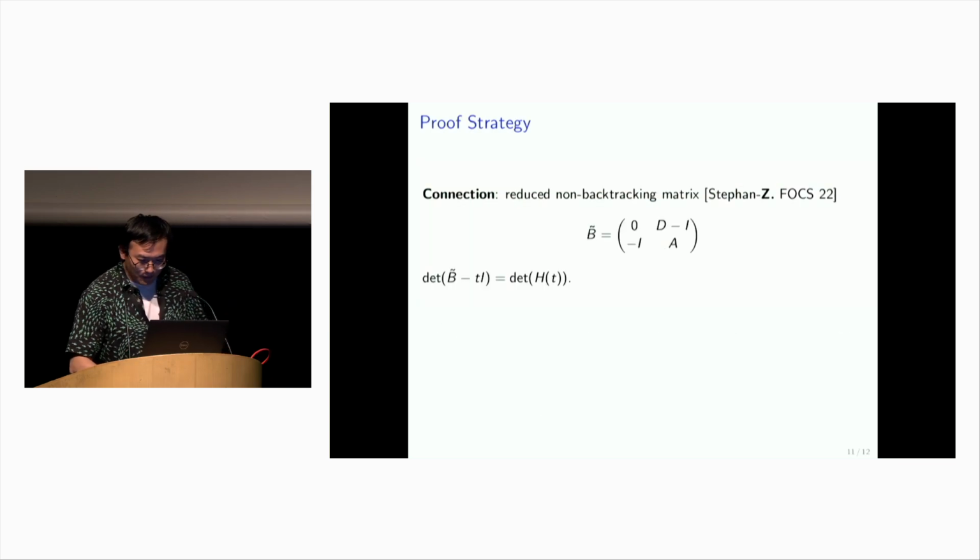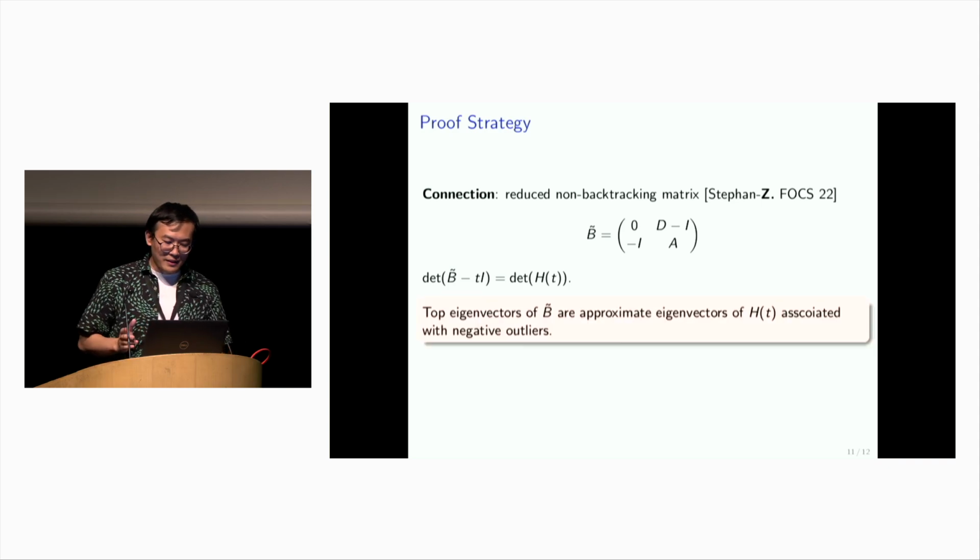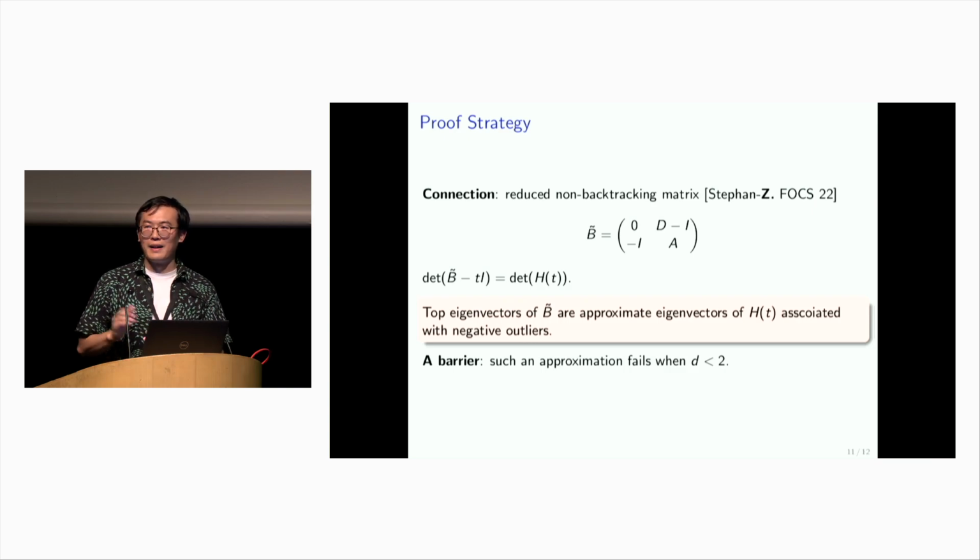Okay, so let me briefly mention the proof strategy. Basically, our contribution is to build a new connection between one of the reduced non-backtracking operators studied in our previous work and show a certain spectral relation between this B tilde and the beta Hessian matrix. The message is that the top eigenvector approximates the beta Hessian eigenvector associated with the negative outlier, but there's a barrier at d equals 2, so our analysis only holds above d equals 2.